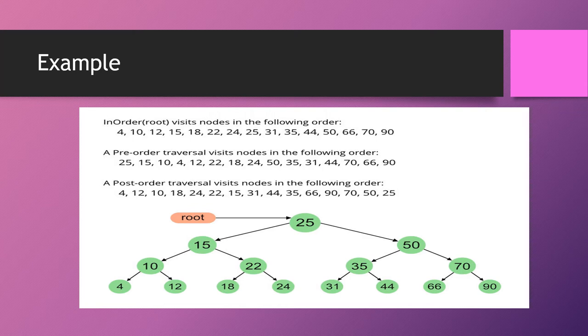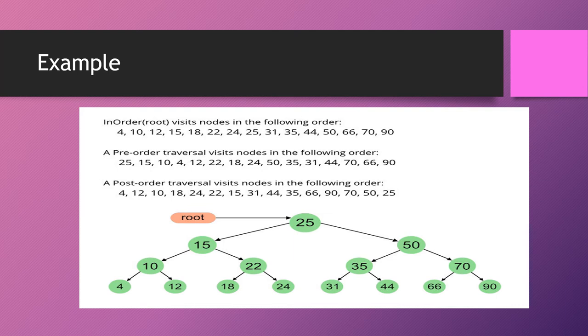The left node of the right subtree of the root node is 31. After that, root 35. Next, the right node is 44. After that, it visits 50. Next, the left node is 66. Root node is 70, and the right node is 90.